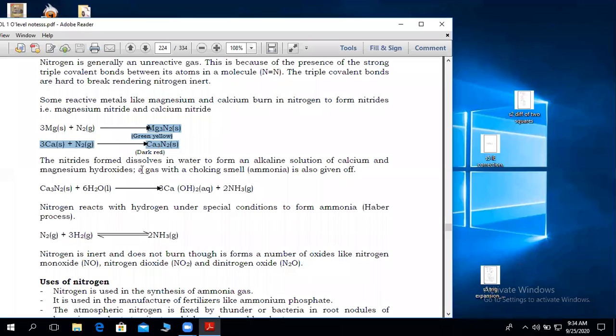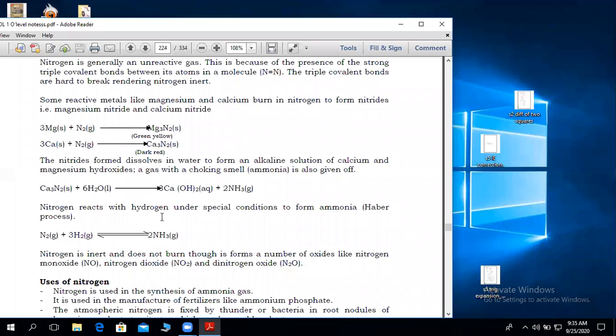Yes, and a gas with a choking smell is given off. The gas with a choking smell we are talking about is ammonia. So this equation is very, very important in chemistry. Calcium nitride or magnesium nitride dissolve in water. If this was magnesium, they form magnesium hydroxide plus ammonia. And if it is calcium, they will form calcium hydroxide plus ammonia.